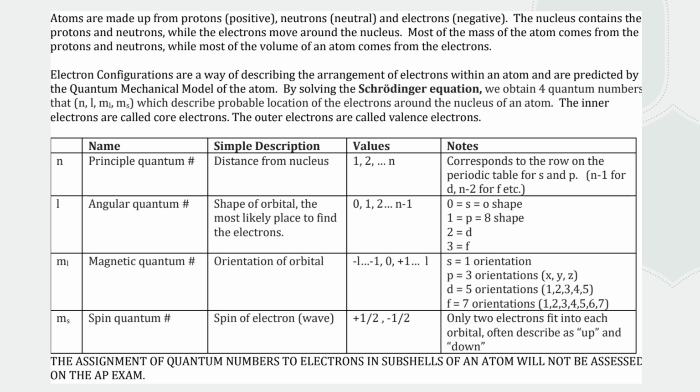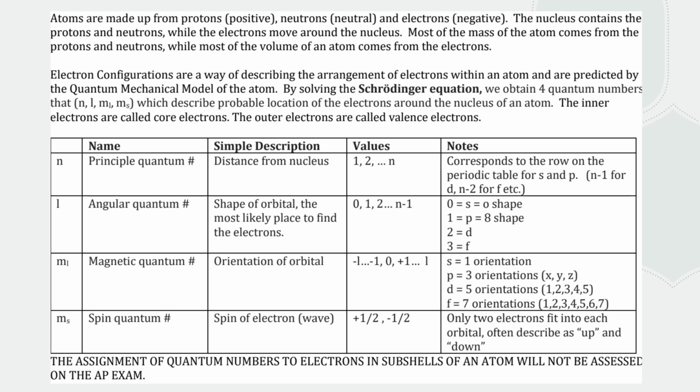The inner electrons are called core electrons, the outer ones are called valence electrons, and we've talked about valence electrons before. So these four quantum numbers are a basis you need to understand, but luckily for the AP Chemistry exam as of now, you don't need to be able to use the exact numbers to assess what type of atom it is, etc. But something you should know.